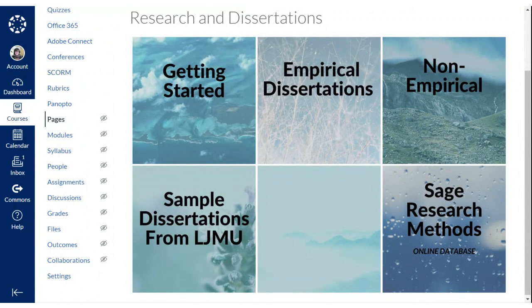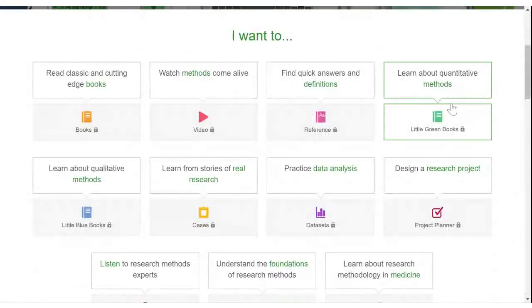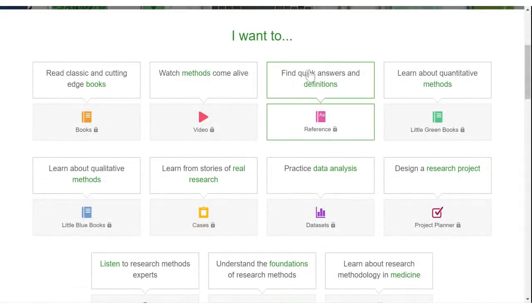But then we've got this, okay? Sage research methods. And then you click on there and look at that, learn about quantitative methods, definitions, videos. Now, they're all looking as if they're locked. They're not locked. You will probably just have to sign in with your John Moore's account, but you have got access to everything on there.